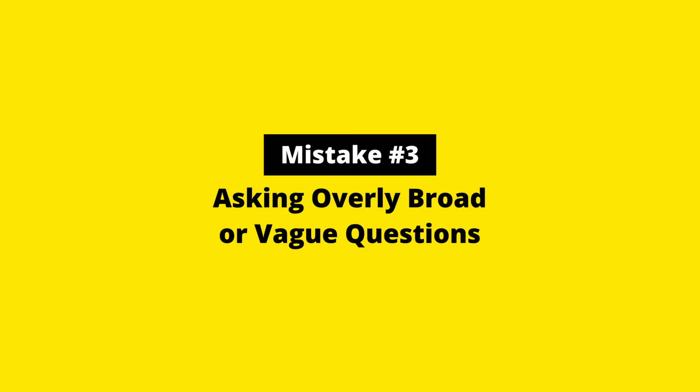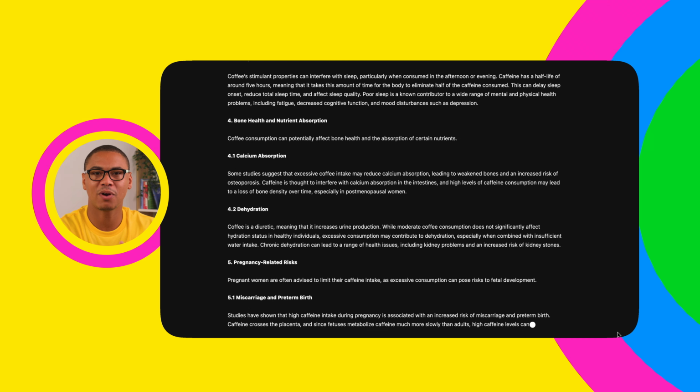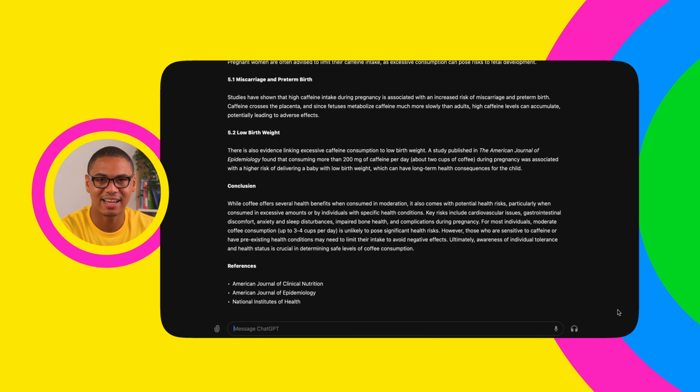Mistake number 3, asking overly broad or vague questions. The AI works best when you provide specific prompts. Questions like, explain consciousness, will overwhelm the AI, and some of us humans for that matter. Good prompts are more direct. Narrow your focus with prompts that have boundaries and context, such as, summarize this research paper in 2 paragraphs.